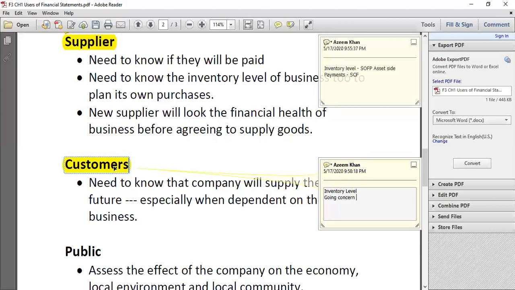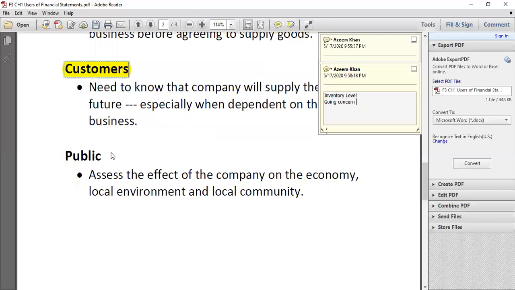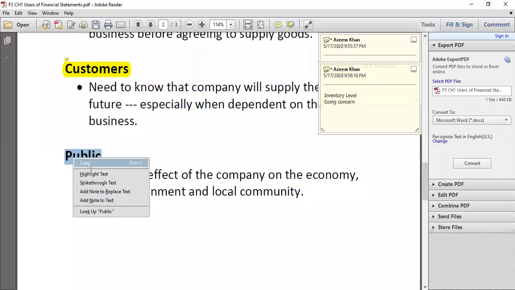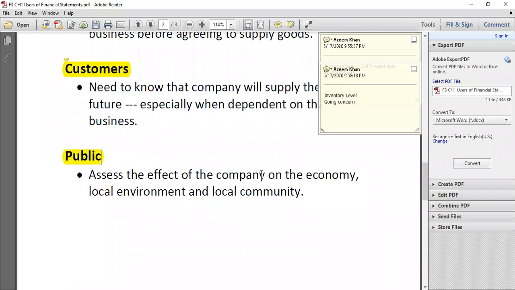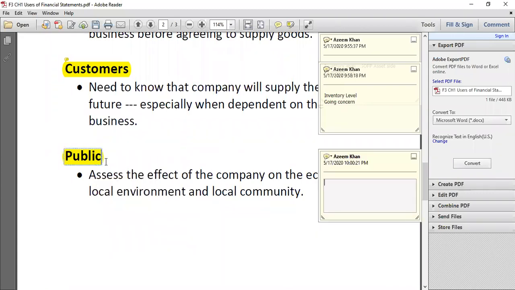Clear or not? Welcome. Next one we have the public. So for the public, which factor is very important? Financial situation is not that important. The public will look at the social side of the organization, what the organization is doing for the society. Clear? So they will assess the company on these factors.